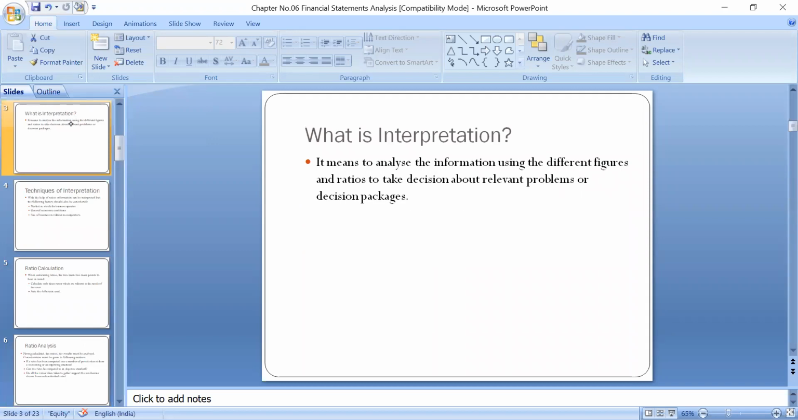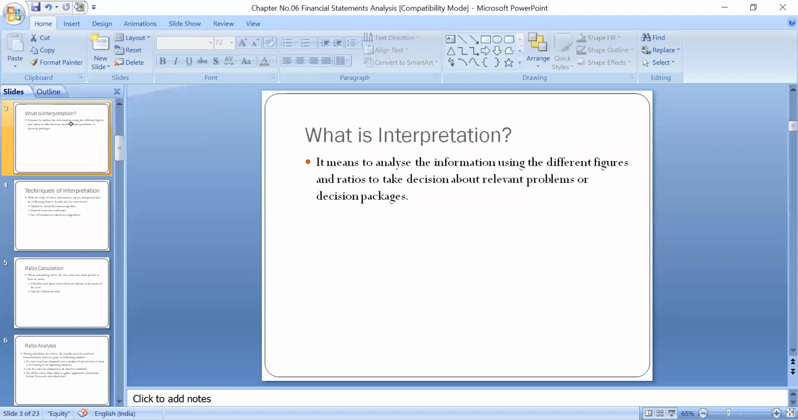Interpretation means using the different ratios. So we will analyze the financial statements of any organization to reach a decision. What is the performance of this organization? What is the financial position of this organization? Should we invest in this organization or not? Interpretation का मतलब ये होता है कि you will analyze the financial statements of the organization.